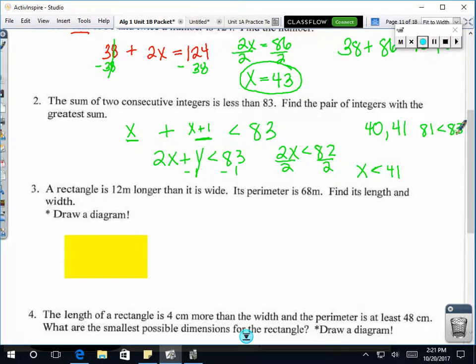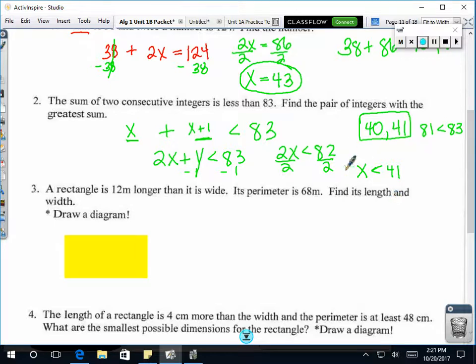What? But those aren't consecutive integers. Those are the same integer. Consecutive means in a row, like integers are whole numbers. So there's not. Those are the two largest integers that add up, and they're still less than 83.